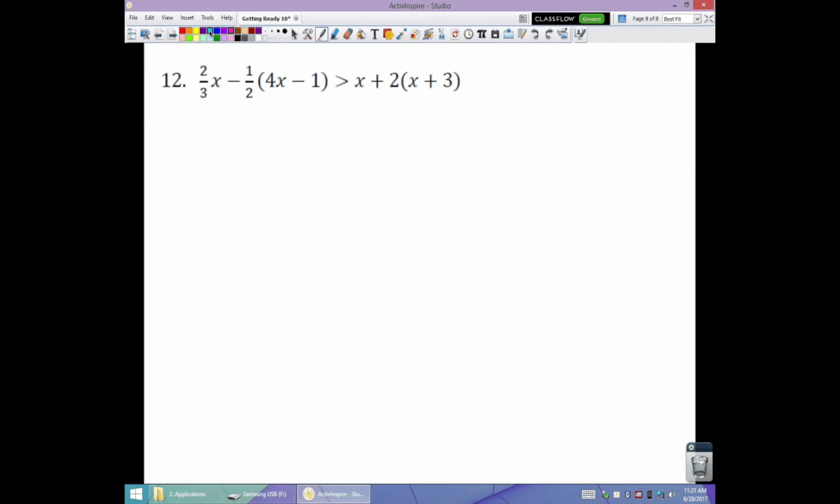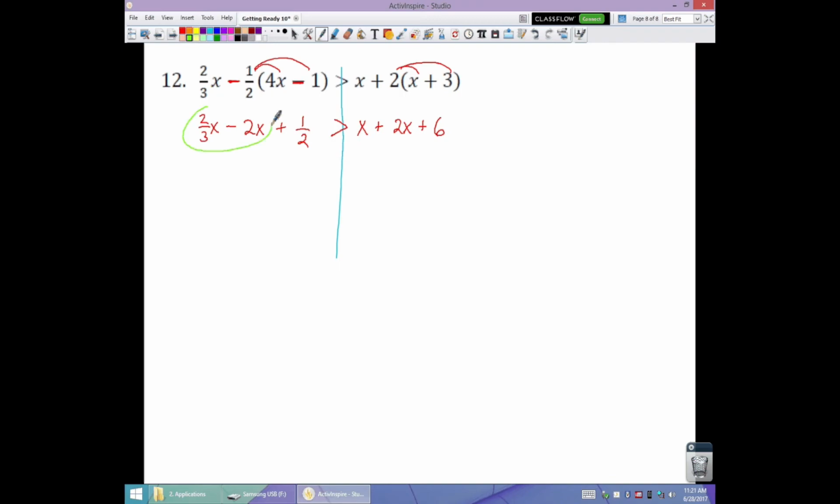And number 12. Number 12's got a little of everything. There's variables on both sides, there's parentheses, there's fractions. So let's take our time and go through this nice and easy. We need to distribute on the left and on the right, leave everything else alone. So 2/3 x. Now that negative sign is part of the 1/2. So as we distribute, that's negative 1/2 times 4x is negative 2x. And negative 1/2 times negative 1 is positive 1/2. Greater than, leave this x alone, 2 times x is 2x, 2 times 3 is 6.